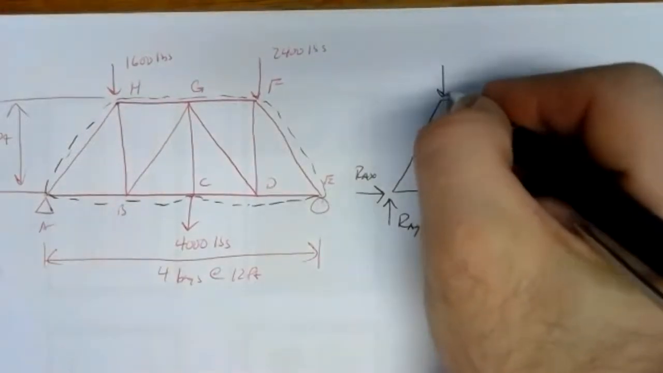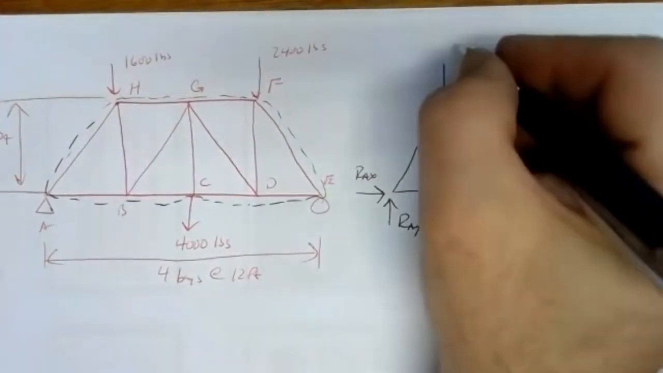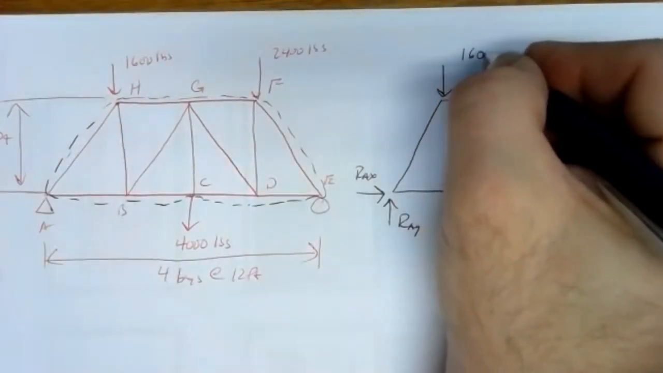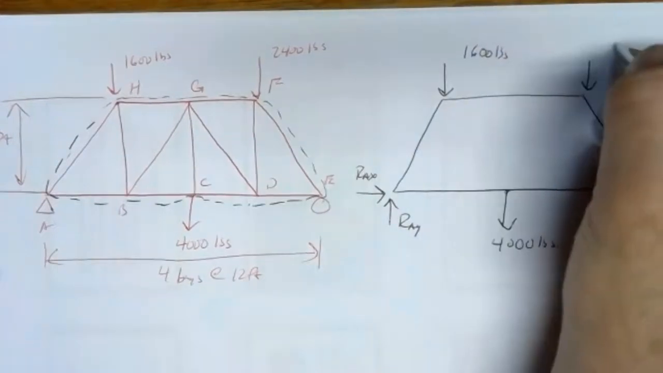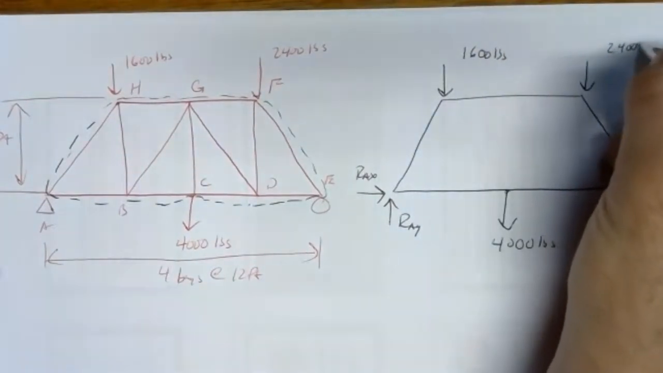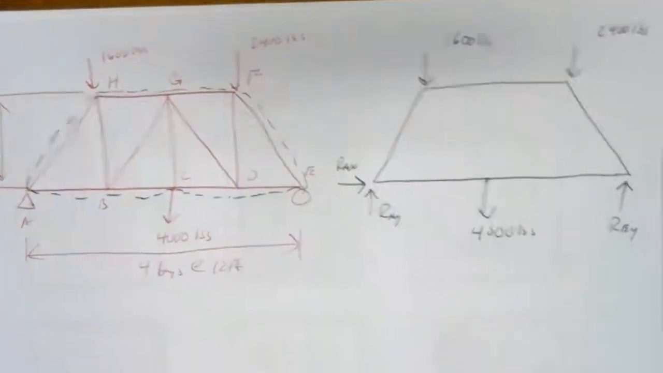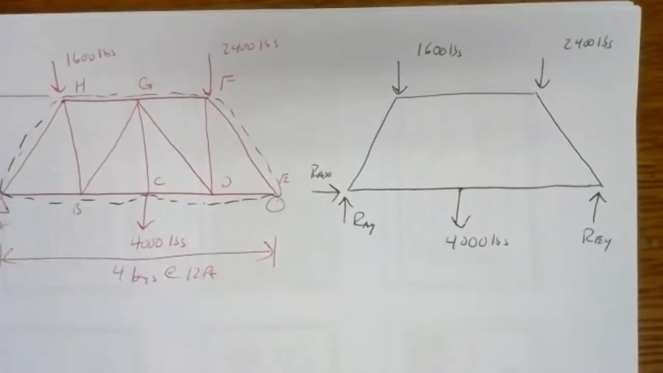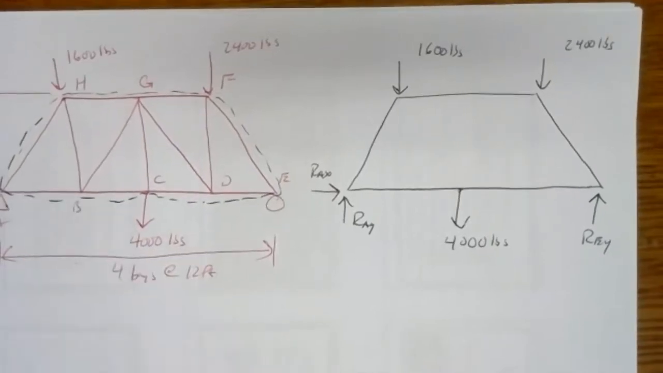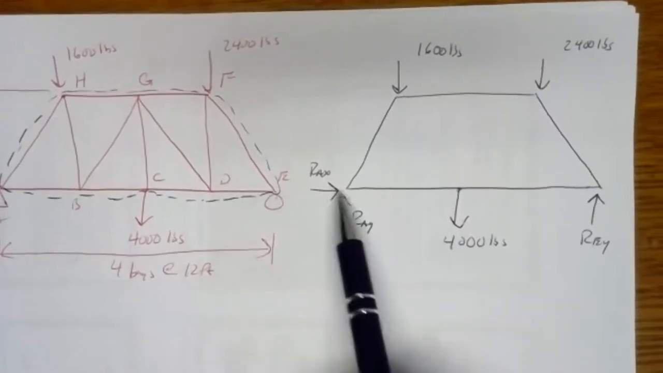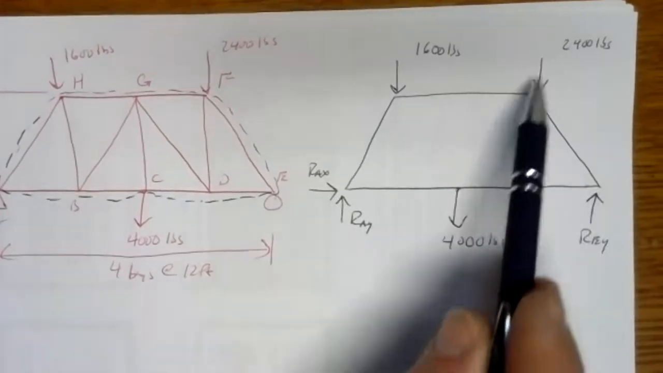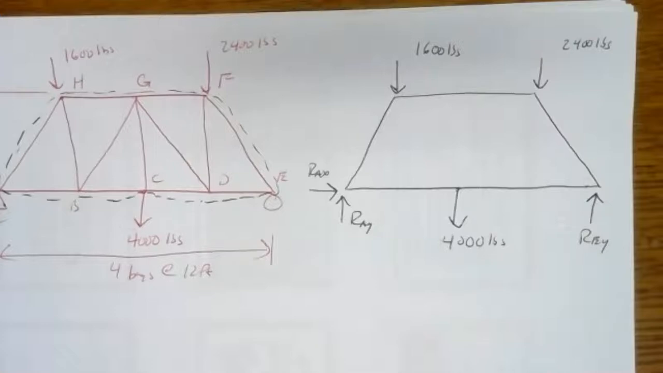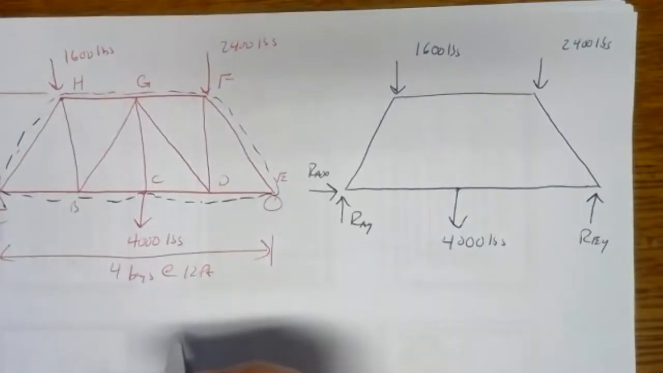Then I've got these two forces up here at the top, the 1,600 pound and 2,400 pound forces. So there's our free body diagram. We'll copy the geometry as we need it. And we've got all of our forces here. We've got our reaction forces at A and E, and then we've got our 3 applied forces. So let's do the equations of equilibrium.